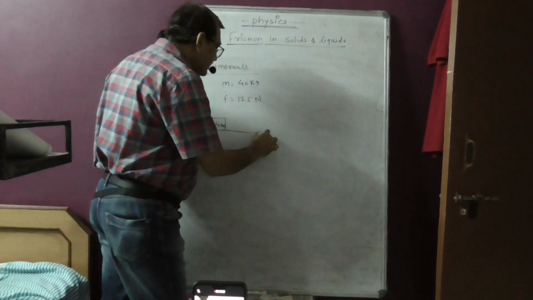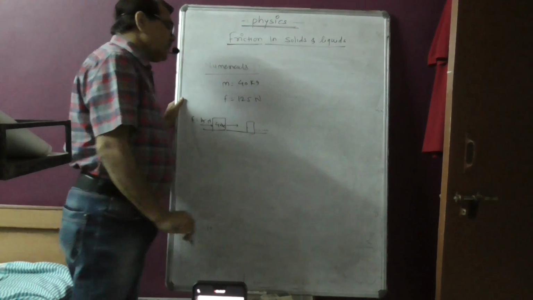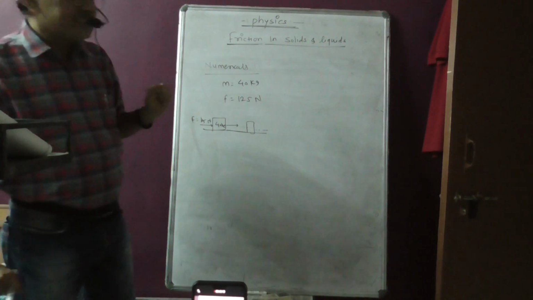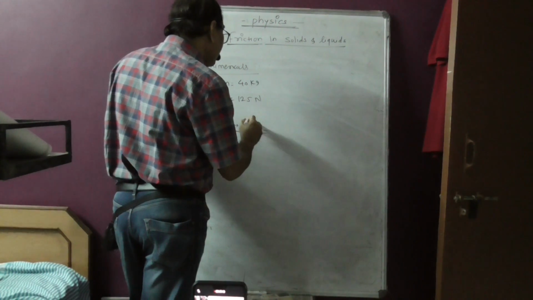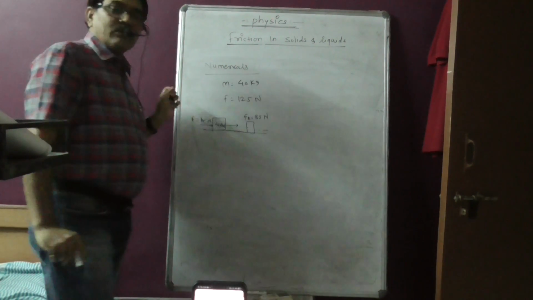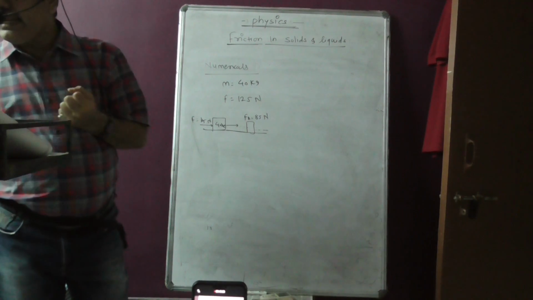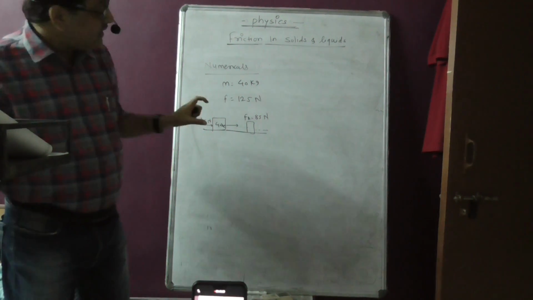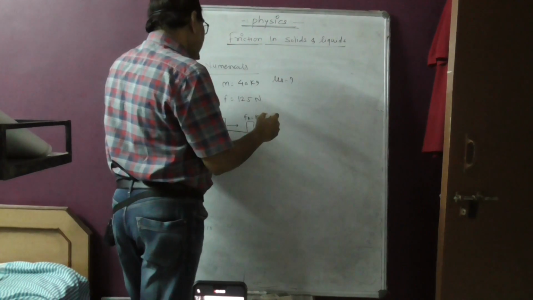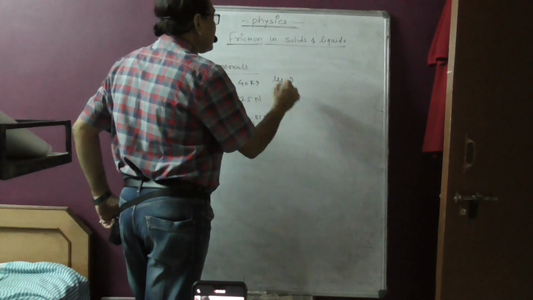Now, to move this block with uniform velocity, it should run like this. How much force will you require? 85 Newton of force is required. That force is for running, which means kinetic. Now calculate the coefficient of static and kinetic friction between the two surfaces. He has asked for the coefficient mu s, and second, mu k. Both coefficients you have to solve.